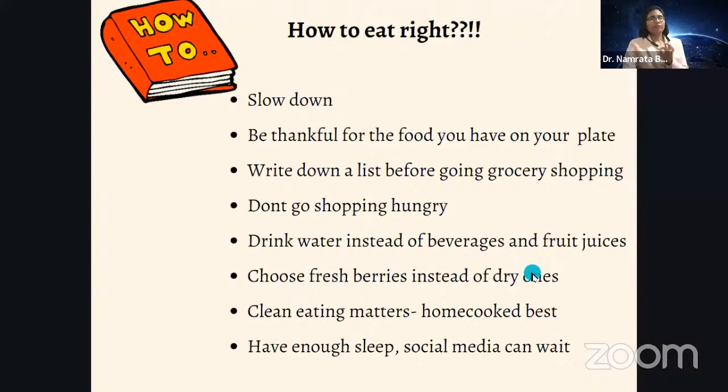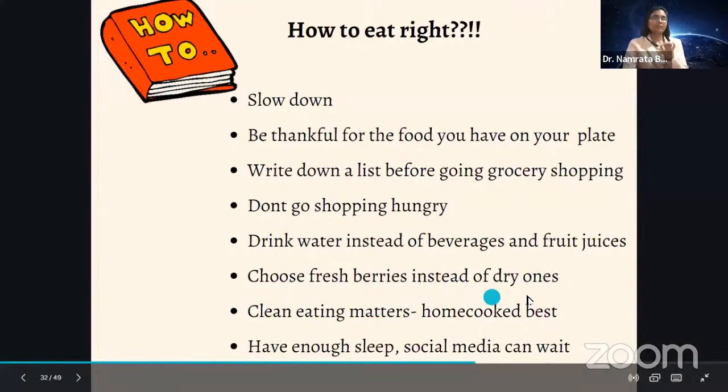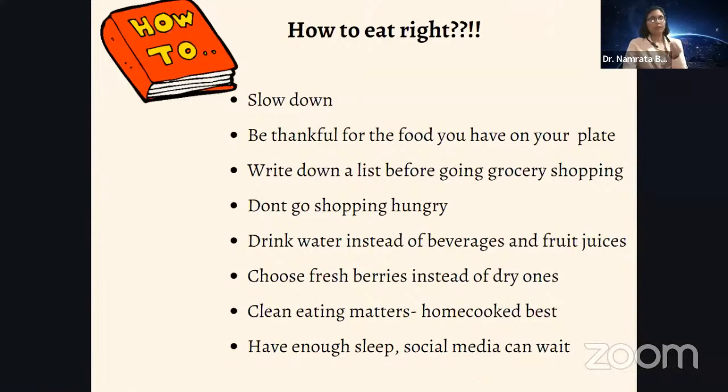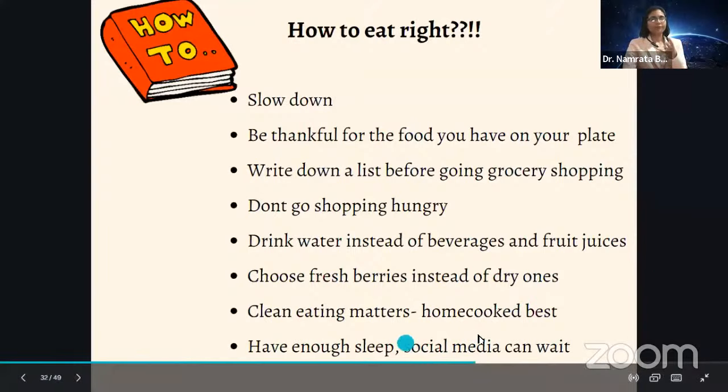Drink water instead of beverages and fruit juices because उसका फाइबर निकाल के फेंक दिया है और उसमें से जितना भी शुगरी वाटर है वो आपको दिया है, उसने और शुगर मिला के मीठा बना के आपको दे दिया. Choose fresh berries instead of dry ones. Dry ones में भी बहुत concentrated होता है, water is lost, lot of sugar, they put sugar and salt to preserve.